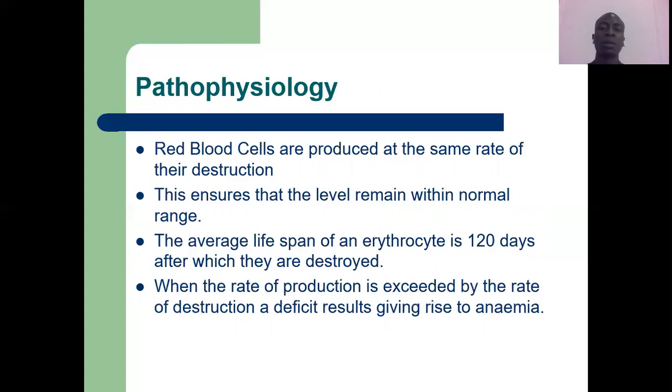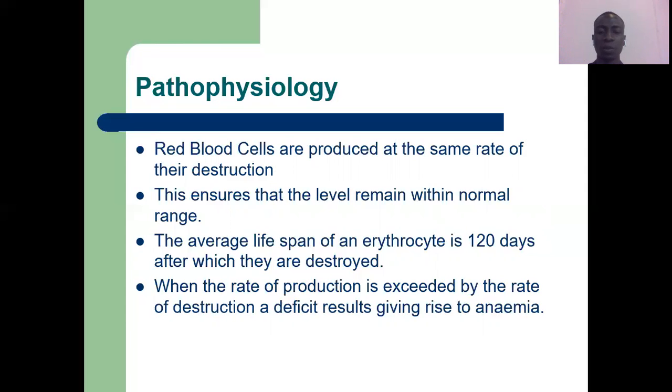So we're going to look at now the pathophysiology of anemia. What happens in the body when somebody has anemia? Red blood cells are produced at the same rate of their destruction. This ensures that the level remains within the normal range. The average lifespan for erythrocytes is 120 days, after which they are destroyed. Immediately after they are destroyed, they are also replaced.